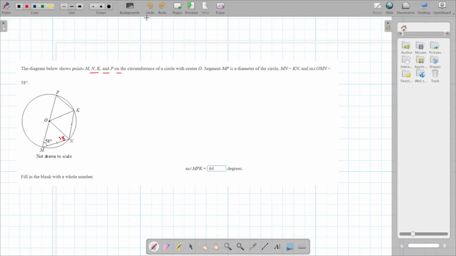We're gonna write it like this. These two radii are congruent, so base angles will be congruent. If this is 58, 58, this will be 64 because all angles add up to 180.